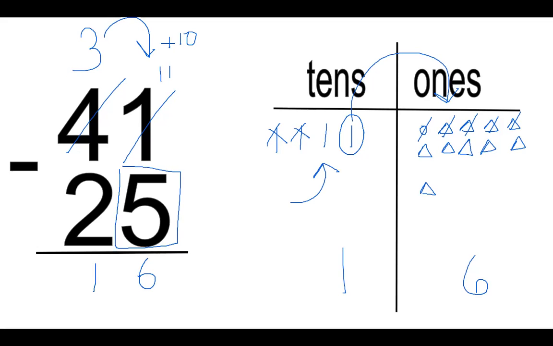How can I double check my work? To double check my work, boys and girls, I can just add 25 plus the answer. If I'm correct, when I add these two numbers together, I should get 41. So let's see. 6 plus 5 is 11. Carry my 10, put my ones down. 1 plus 2 is 3, plus 1 is 4. Yep, they match. 41, 41.